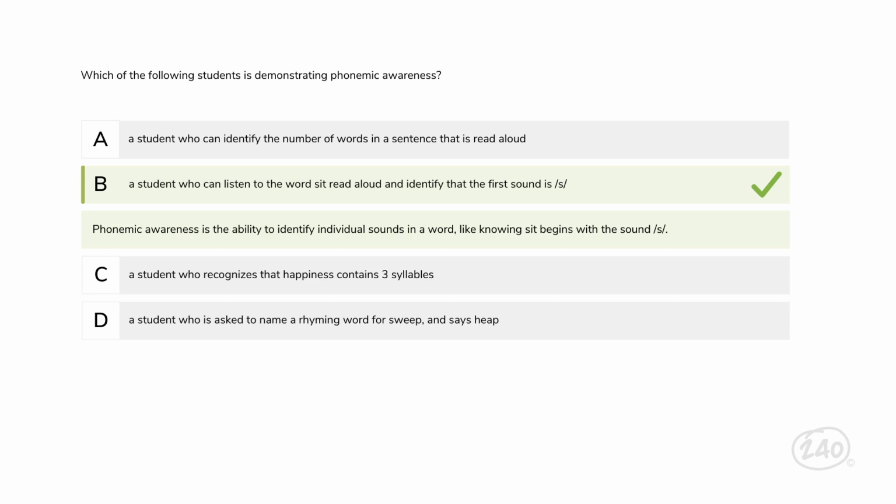B is the correct answer. The feedback feature in the 240 study guide tells us that phonemic awareness is the ability to identify individual sounds in a word, like knowing sit begins with the sound s. All other choices would fall under other parts of the phonological awareness umbrella.